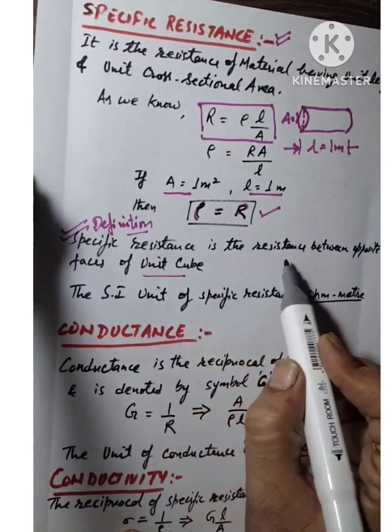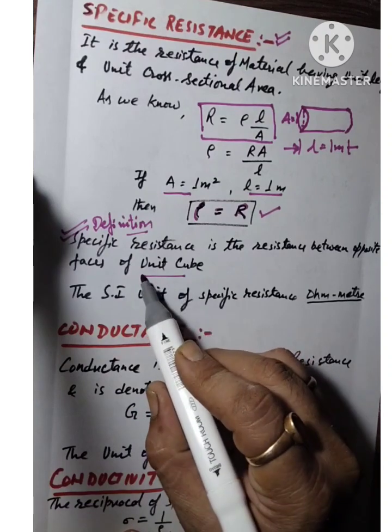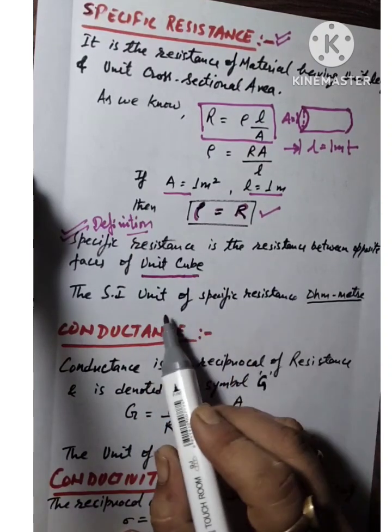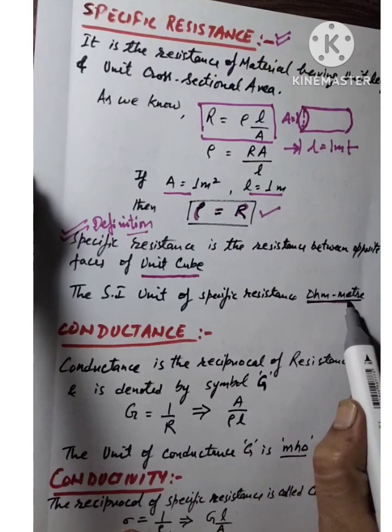Specific resistance is the resistance between the opposite faces of a unit cube. The SI unit of specific resistance is ohm meter.